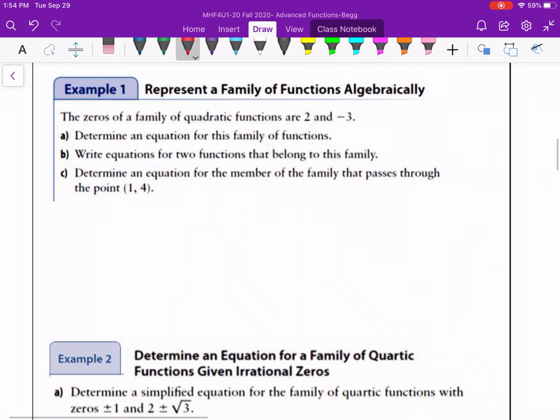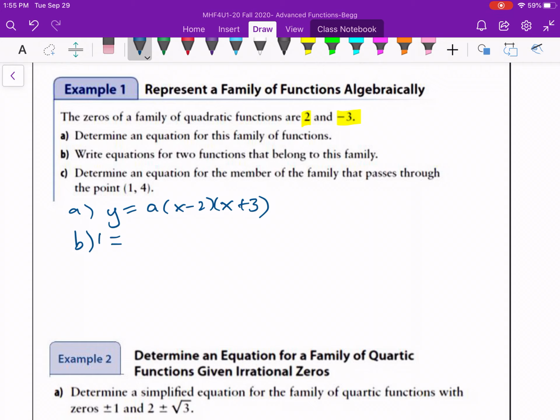So there are other ways that we can come at this, like this example. Zeros of a family of functions are 2 and 3. So instead of giving us the graph, they just tell us what the x-intercepts are. Determine the equation of the family. Okay, y equals a times (x minus 2) times (x plus 3). Write equations for two functions that belong to this family. So we're allowed to make up anything we want. So all we have to do is pick some values of a and stick them in there.